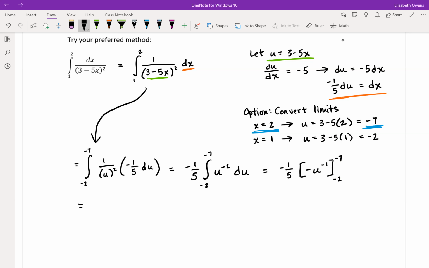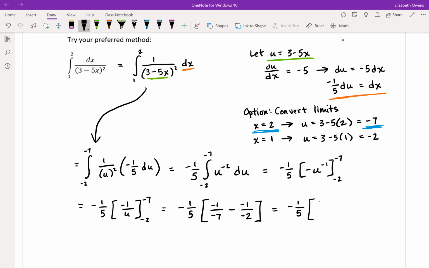Okay, so we got -5. I'm going to rewrite that, -1/u. And then I'm going to plug my limits of integration in. Okay, so first the upper limit, -1/-7, and then minus, plug in your lower limit, -1/-2. Whole lot of negatives going on here. We got -1/5 times 1/7, oh, that would be minus -1/2.